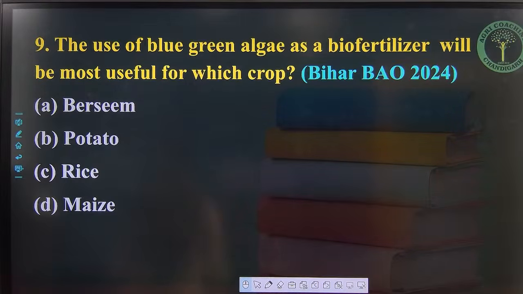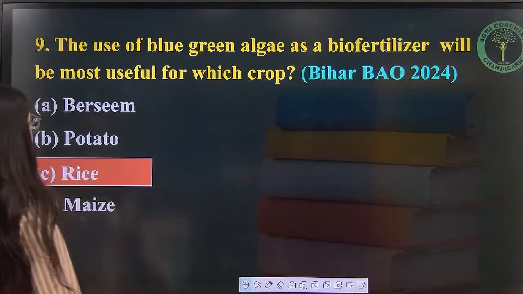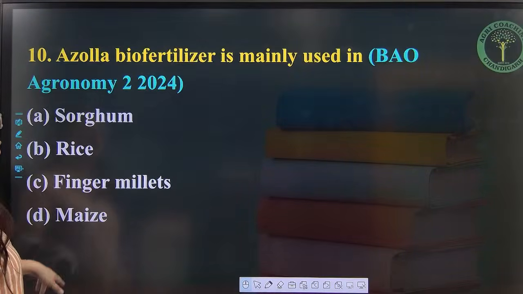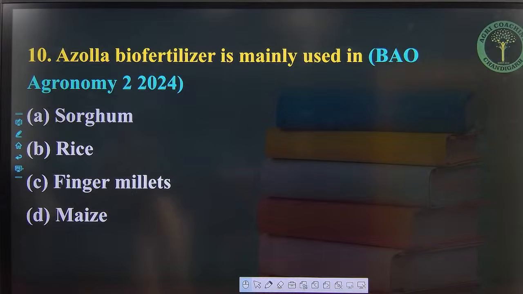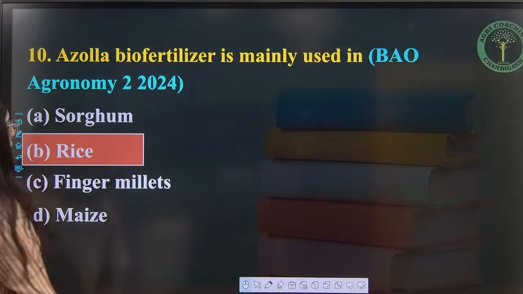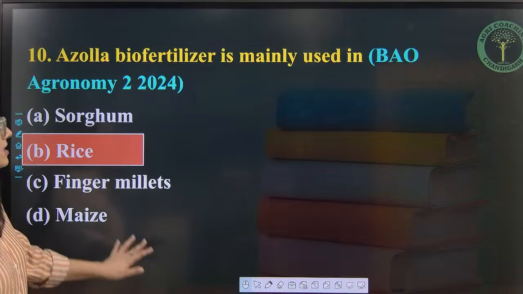What will be the answer? Okay, option number C, rice. Absolutely correct. Then, Azolla biofertilizer is mainly used in... like the session as well, guys. It will be option number B, rice.